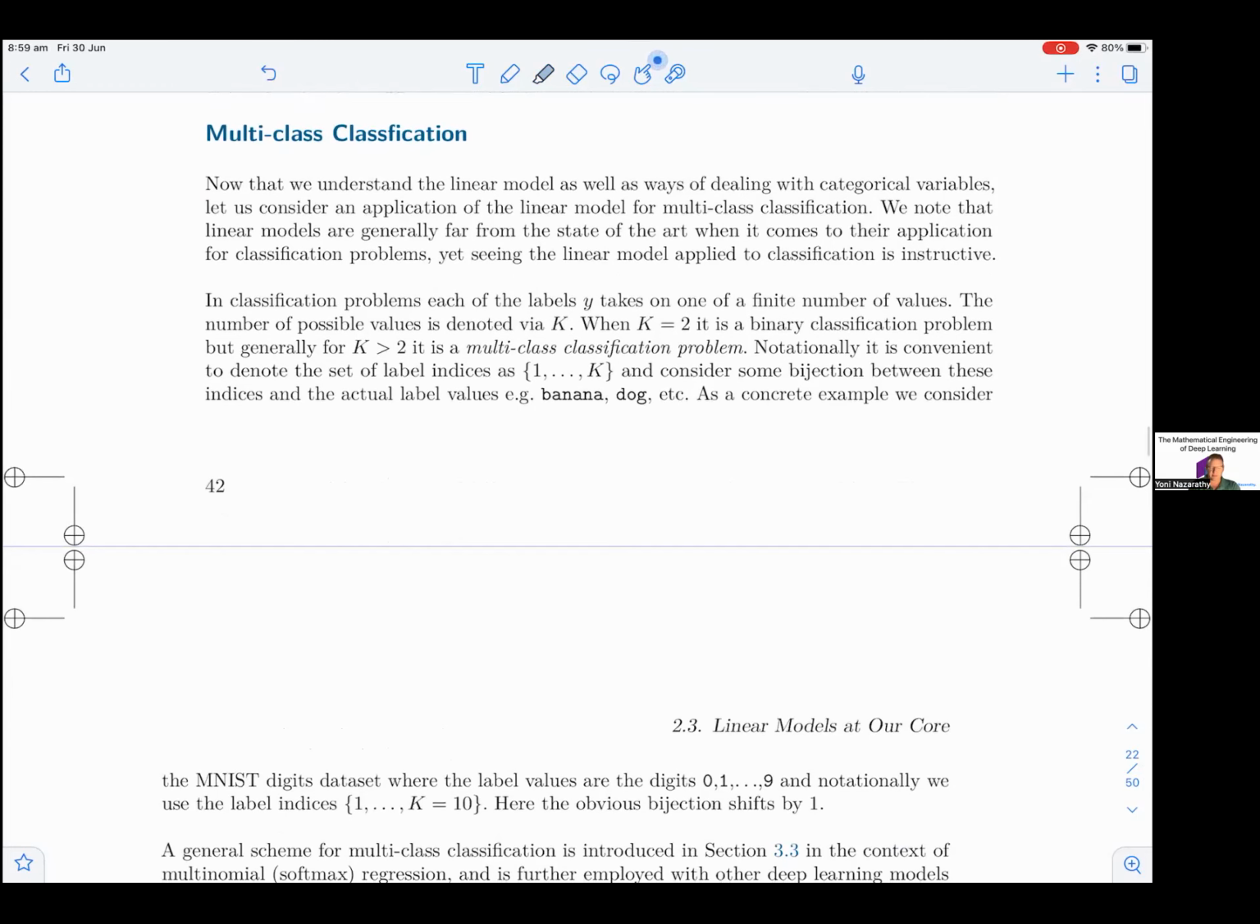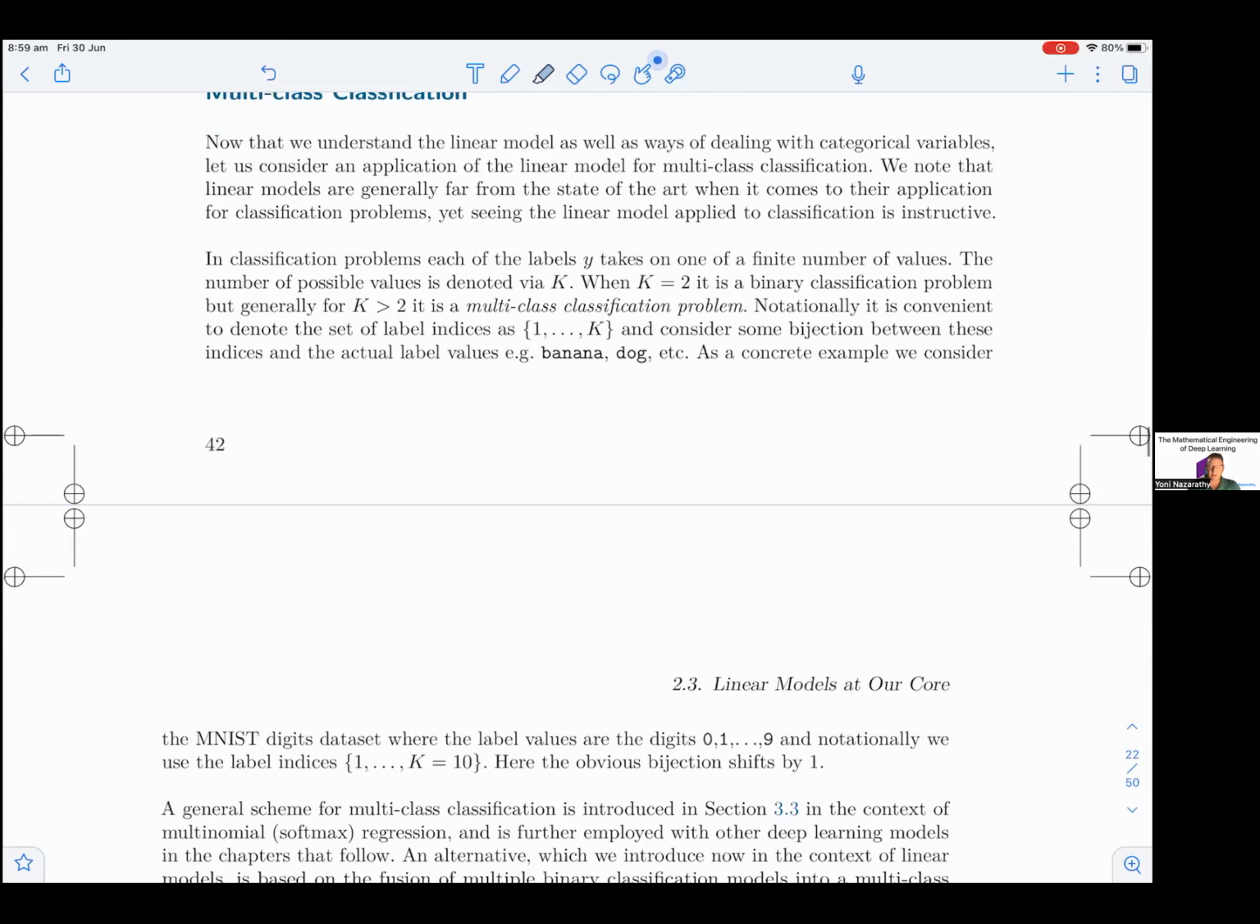Multi-class classification. Now that we understand the linear model, as well as ways of dealing with categorical variables, let us consider an application of the linear model for multi-class classification. We note that linear models are generally far from the state of the art when it comes to their application for classification problems. Yet seeing the linear model applied to classification is instructive.